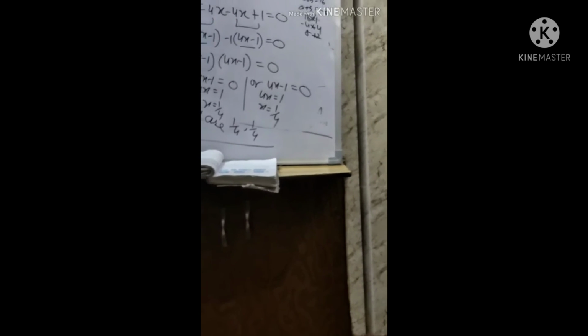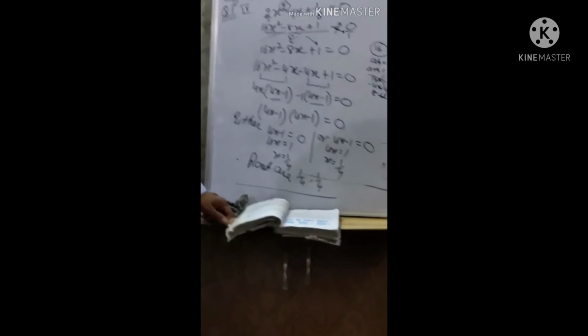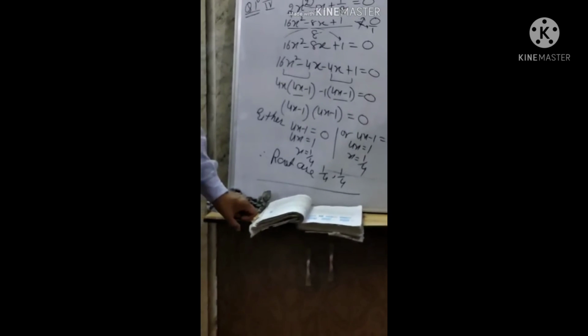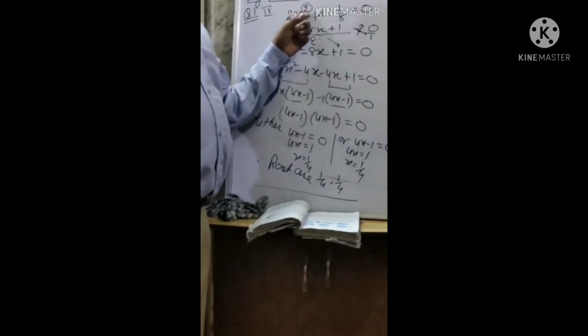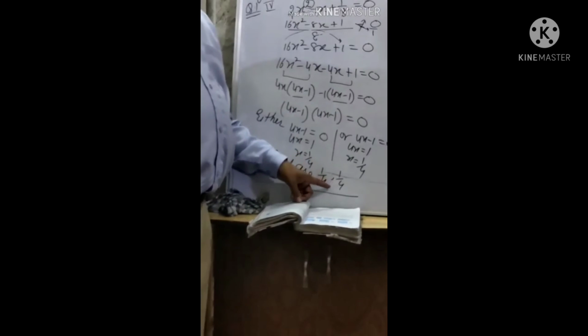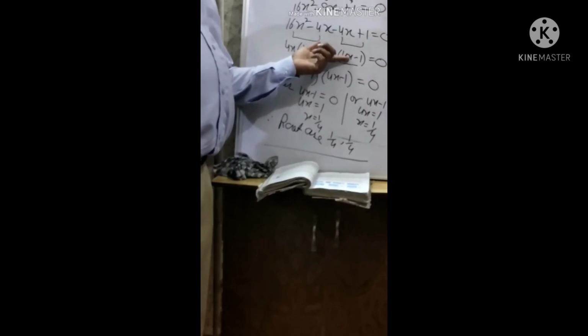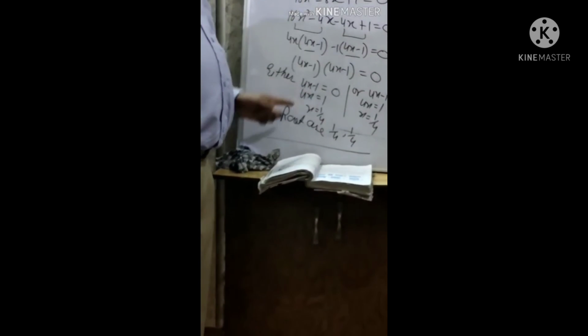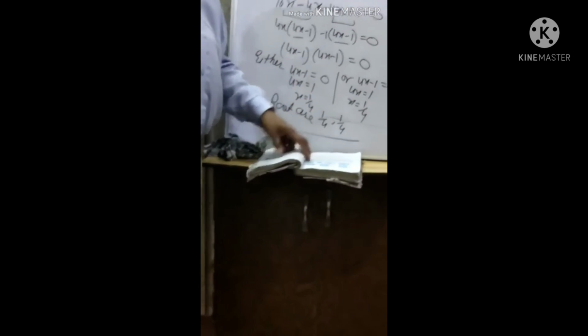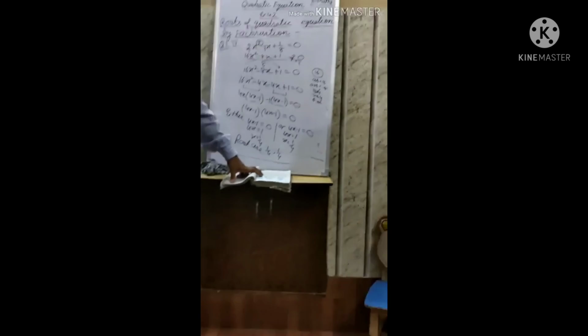So my dear students, first you learn this also. If the power is 2, then a maximum of 2 roots will come. No 3 roots will come. If the power is 2, then a maximum of 2 roots will come. Clear this? And these roots are the solutions of the equation, and in this we say these are the roots of the quadratic equation.